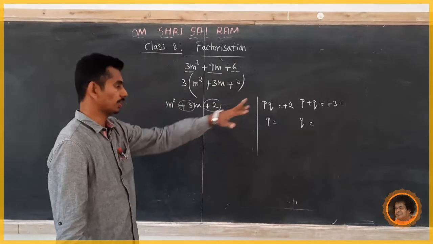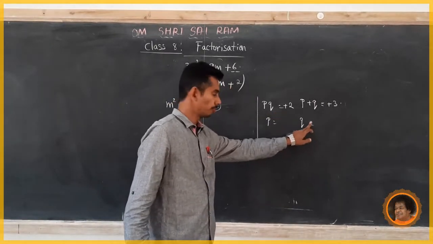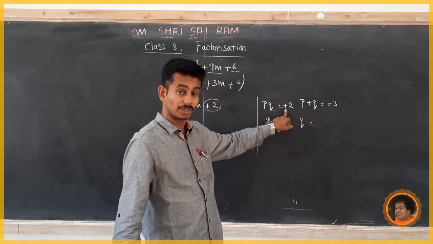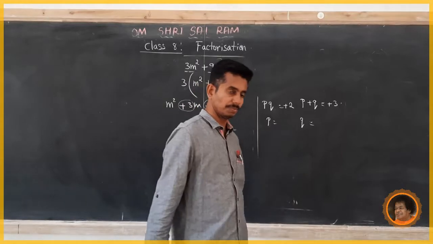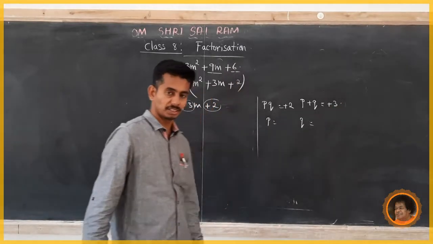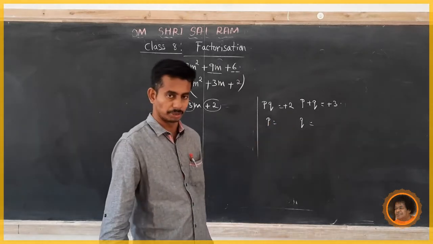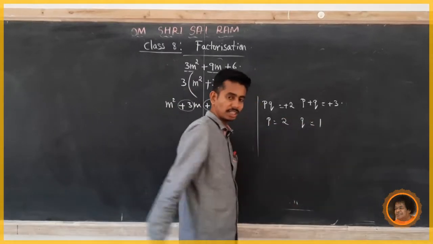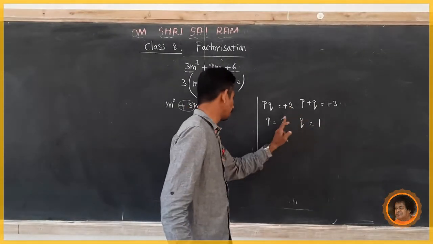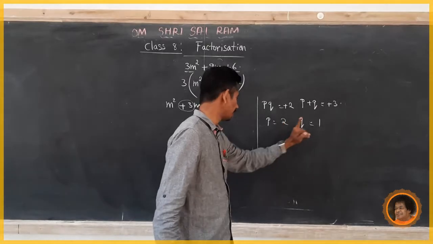Now tell me, what is P, what is Q? When we multiply P and Q, we get the product as plus 2. Then the same numbers added together, the sum must be plus 3. Which one is the required numbers of P and Q? Yes, tell me. 2 ones are 2, correct? If we add these, 2 plus 1, it is 3. So, required numbers are 2 and 1.